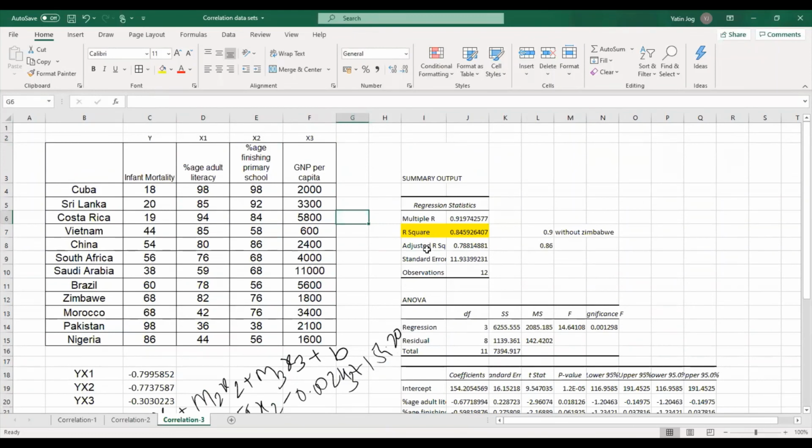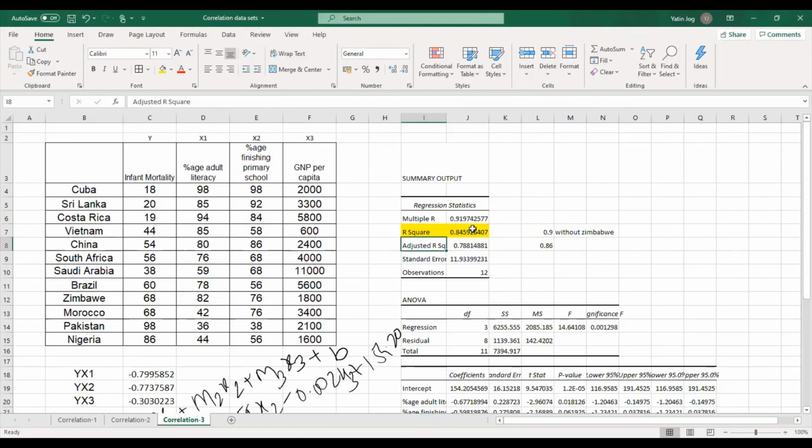And that is given by adjusted R square. Adjusted R square tells you whether all the independent variables which are part of my data model are a good fit for the model or not. And how to read the adjusted R square value?